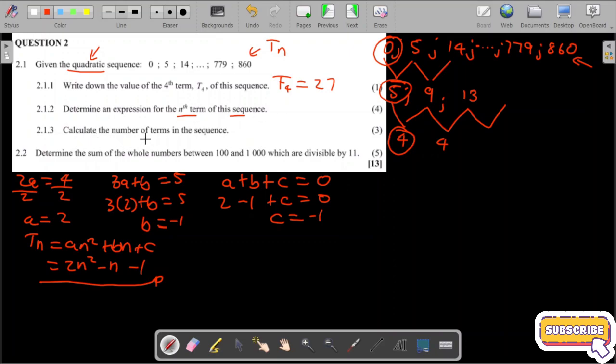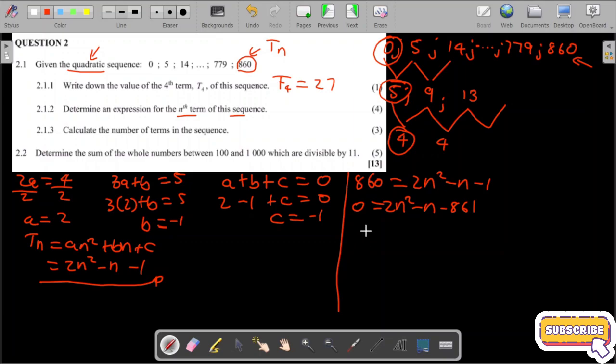Now let's calculate the number of terms in this sequence. Now I already have my Tn. Remember, 860 is going to be my last term. So I need to know how many terms I have in this sequence. Knowing that this is my Tn, it's going to be 860 is equal to 2n squared minus n minus 1. Take this to the other side. So it's going to be 0 is equal to 2n squared minus n, and then negative 1 minus 860, which is going to be negative 861.